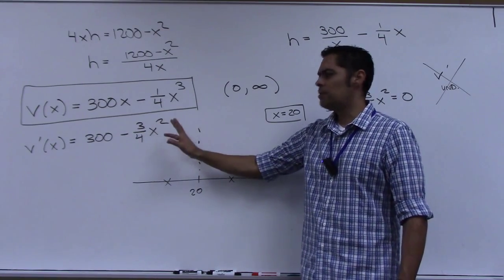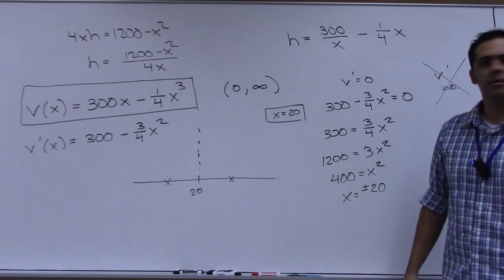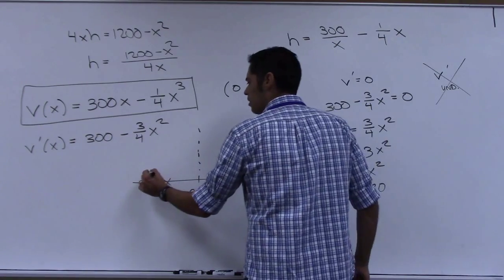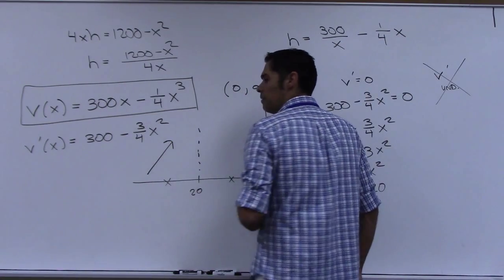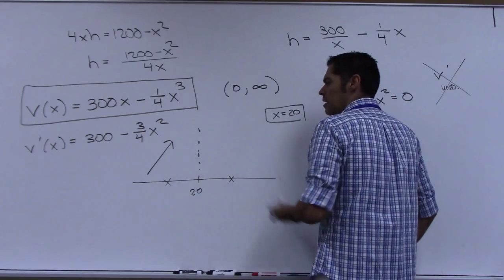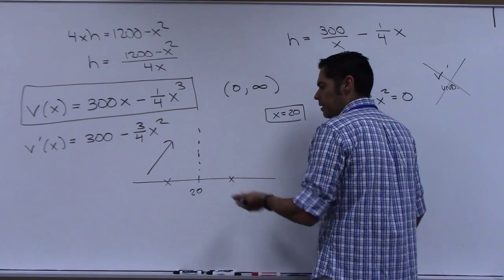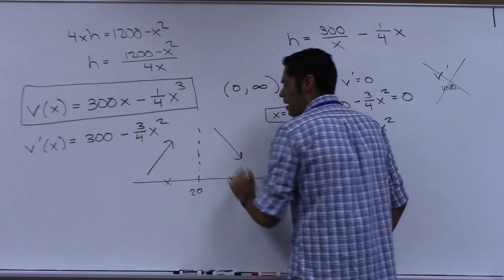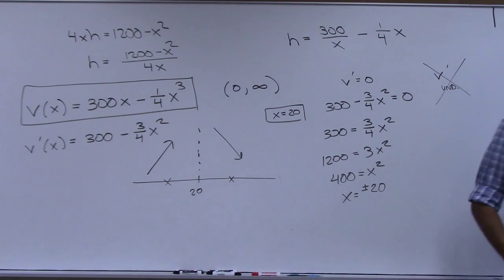100, 3/4. It's going to be positive, right? 300 minus some number smaller than 300. So it's going to be positive, so it means our function is increasing. Plug in a number that's really big, whatever you want. You'll see this is negative. And now you can conclude that x gives you a maximum, right?